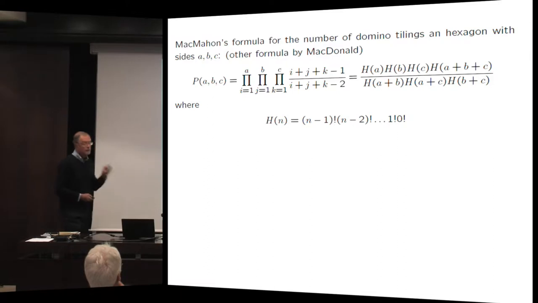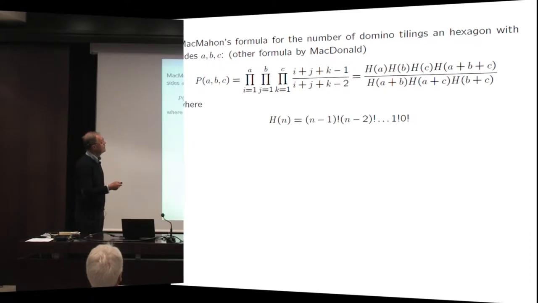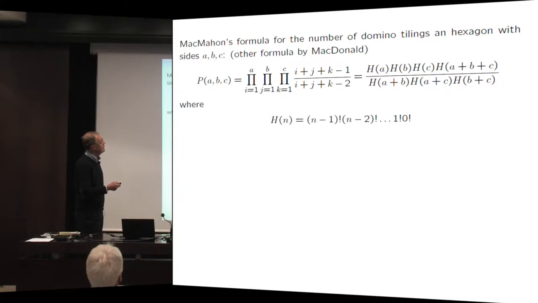Now, what MacMahon did, he looked at the number of tilings of such a hexagon, but in general even, not just a regular hexagon, but a hexagon with lengths A, B, and C, say, okay? And he came up with this absolutely fantastic formula here. It's the product of these H's of A, B, and C, and A plus B divided by H of A plus B, etc. Okay, where H of N is this number here.